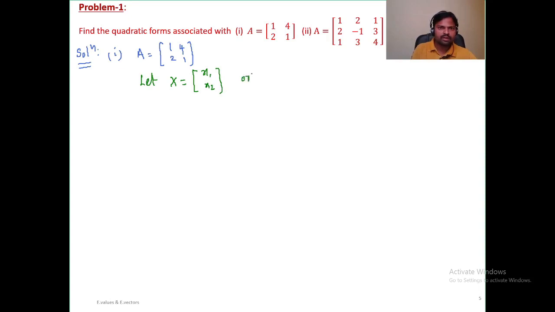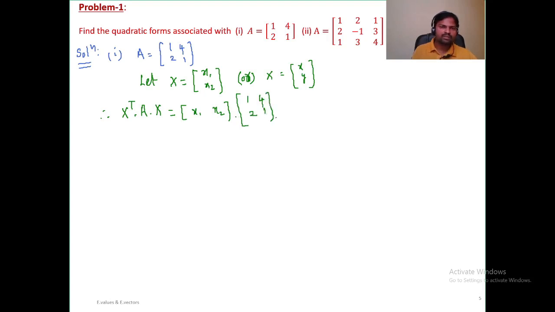Or you can take x as small x and small y. The only thing is you have to take a 2 by 1 order matrix, only a column matrix. That's it, nothing else. Either this or this you can take. So therefore, x transpose into A into x is called the quadratic form by the definition. Now what is x transpose here? X transpose is a row vector, x1, x2. After that, the given matrix is 1, 4, 2, 1.